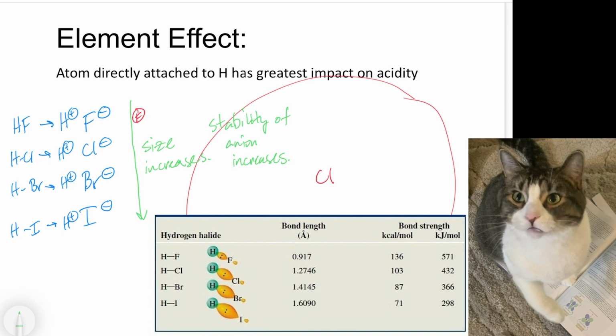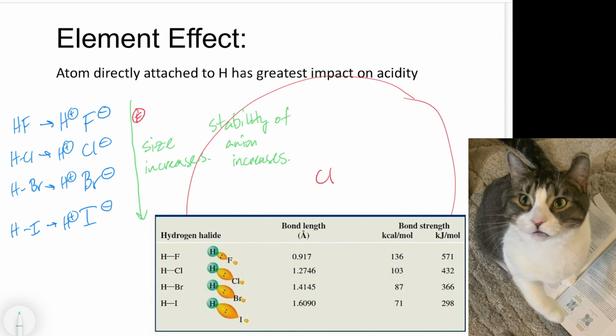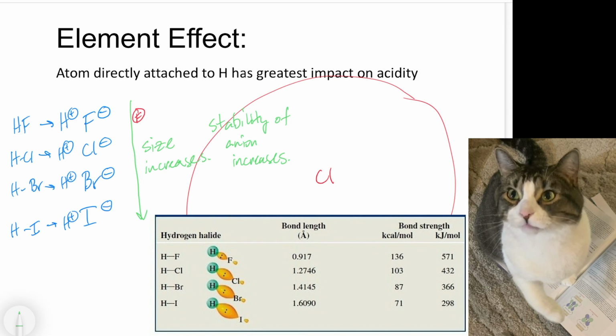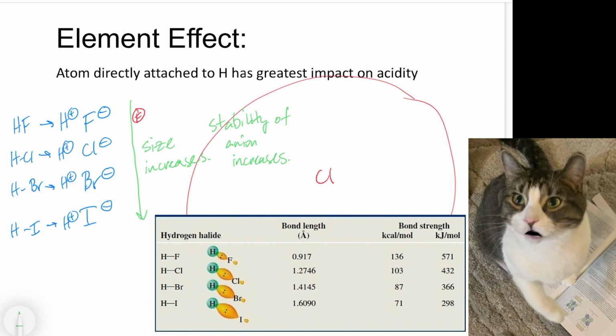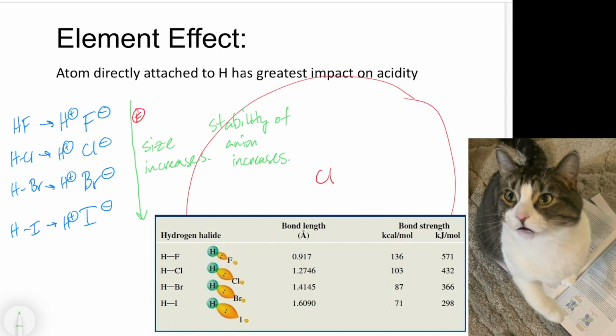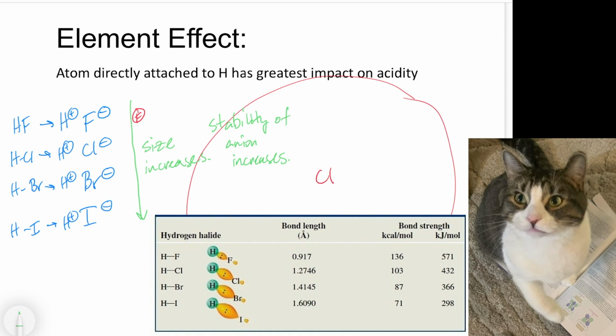Iodine has electrons dispersed out into the 5p shell. So if the size of the atoms increase significantly going down the group of the periodic table, the bond length increases significantly going down the periodic table, that means that's a weaker bond. So HI has a weaker bond, and that's why that hydrogen can come off more easily. That's why it's so much more acidic.